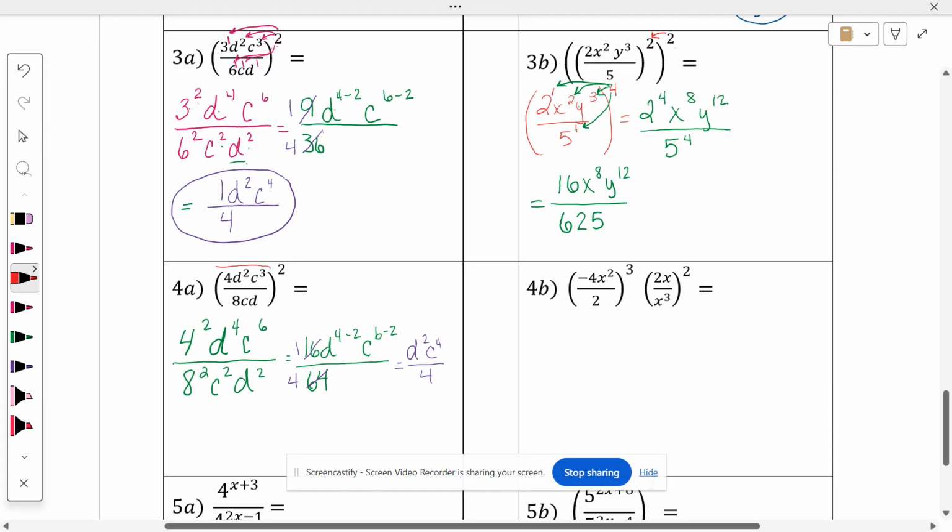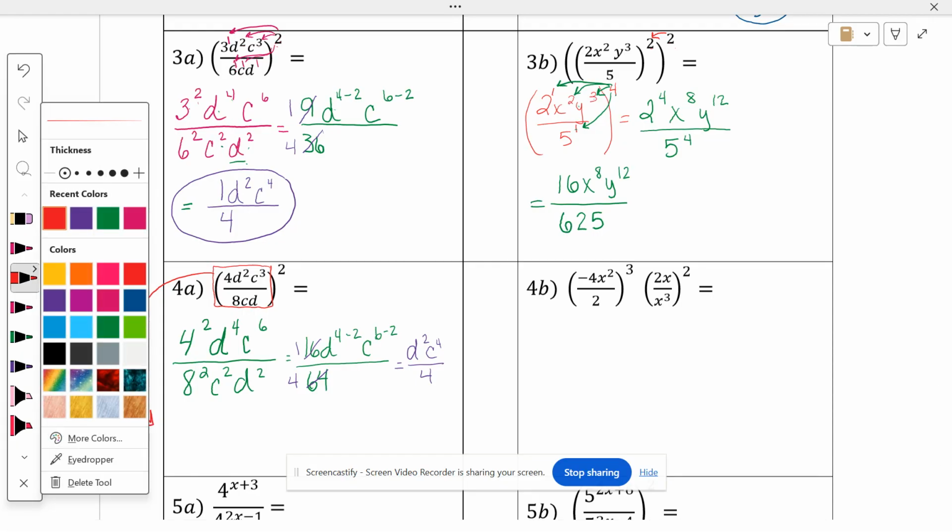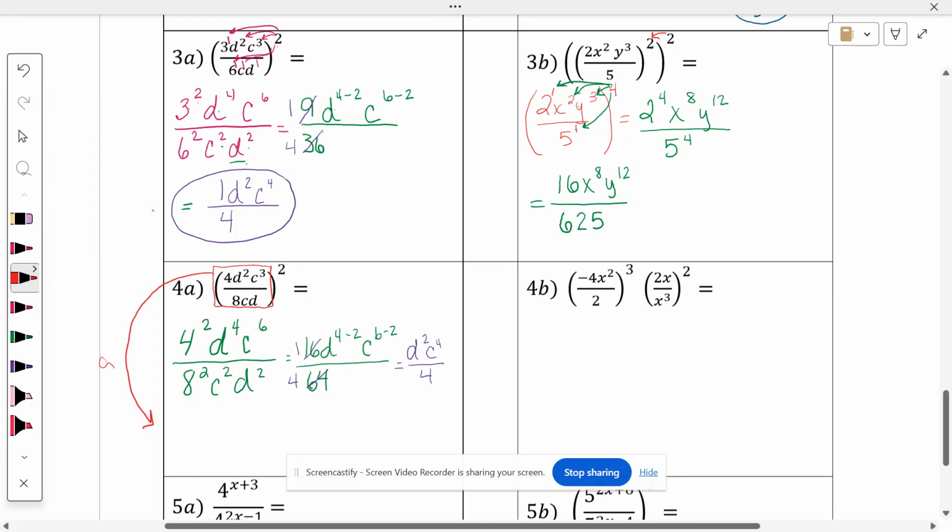Remember that these are fractions. So if you can simplify first before you distribute that power, go ahead and do it. So I'm going to draw a little arrow here, and I'm going to write a little note that says I'm going to simplify first. This is an example of me simplifying my fraction first.